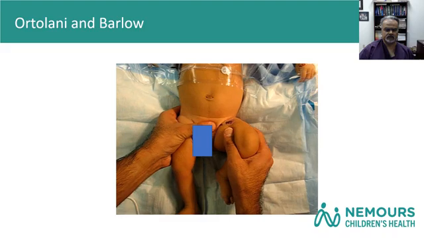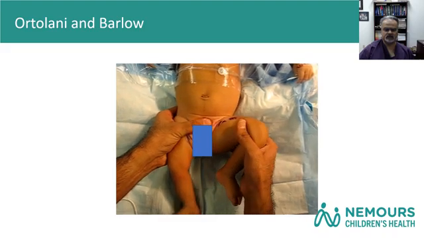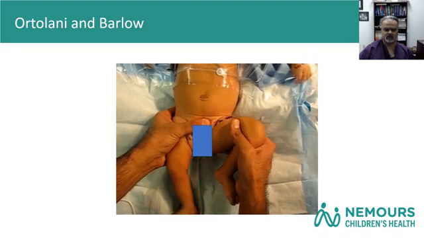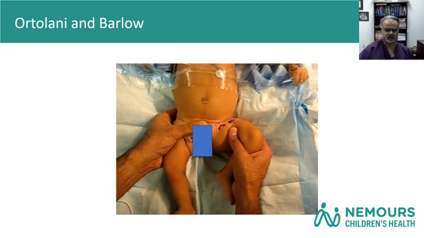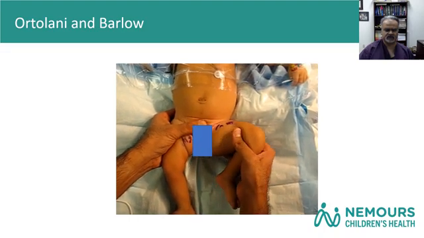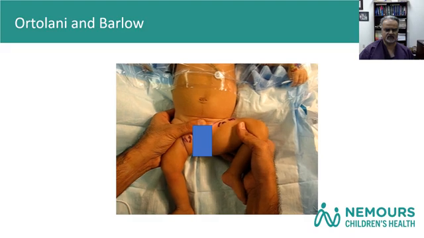So here is a video that illustrates the maneuver. So that's the Ortolani test. You can see me pulling up, and then that's the Barlow where you can see the hip coming out. And there's the limited abduction. There's me lifting it back in place again, and you have full reduction.